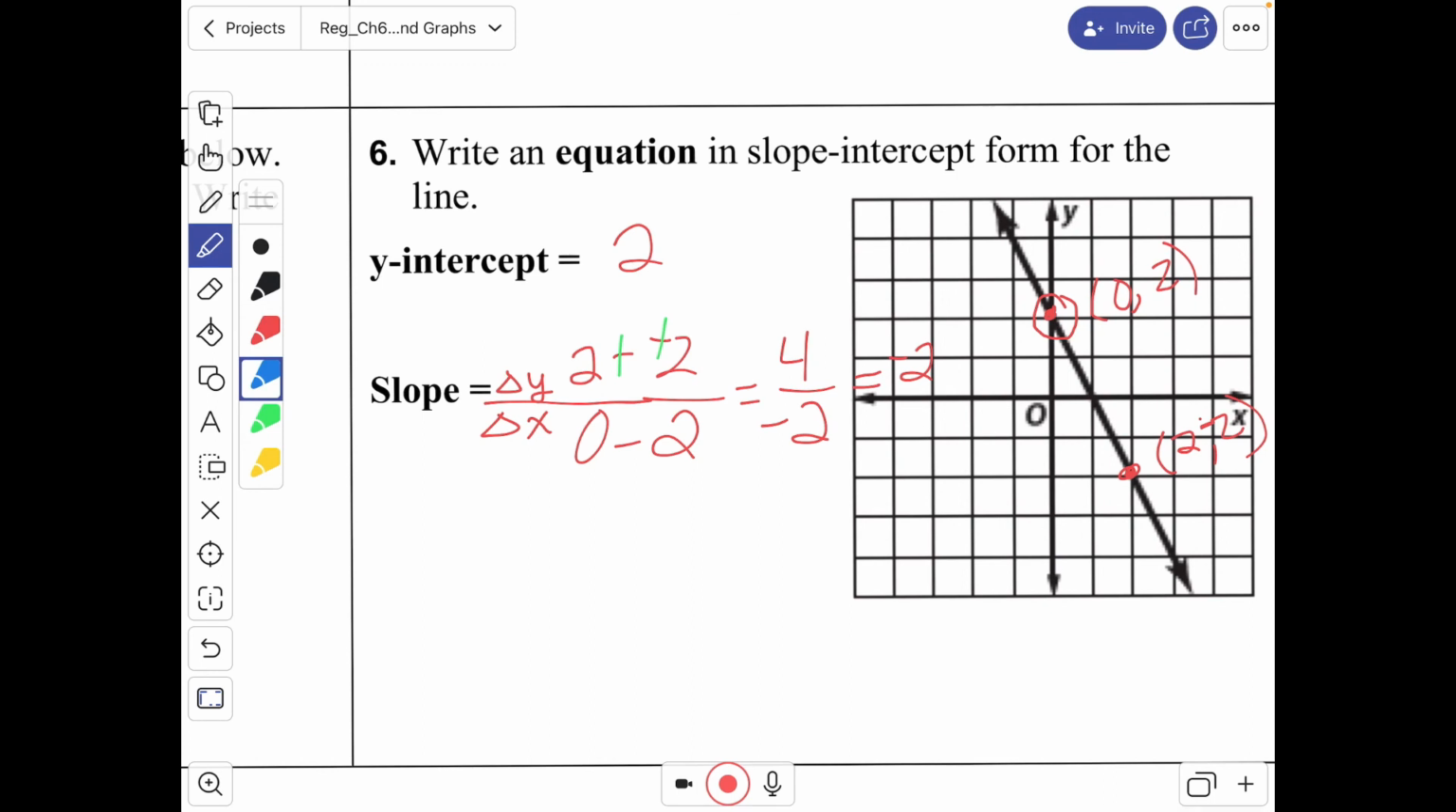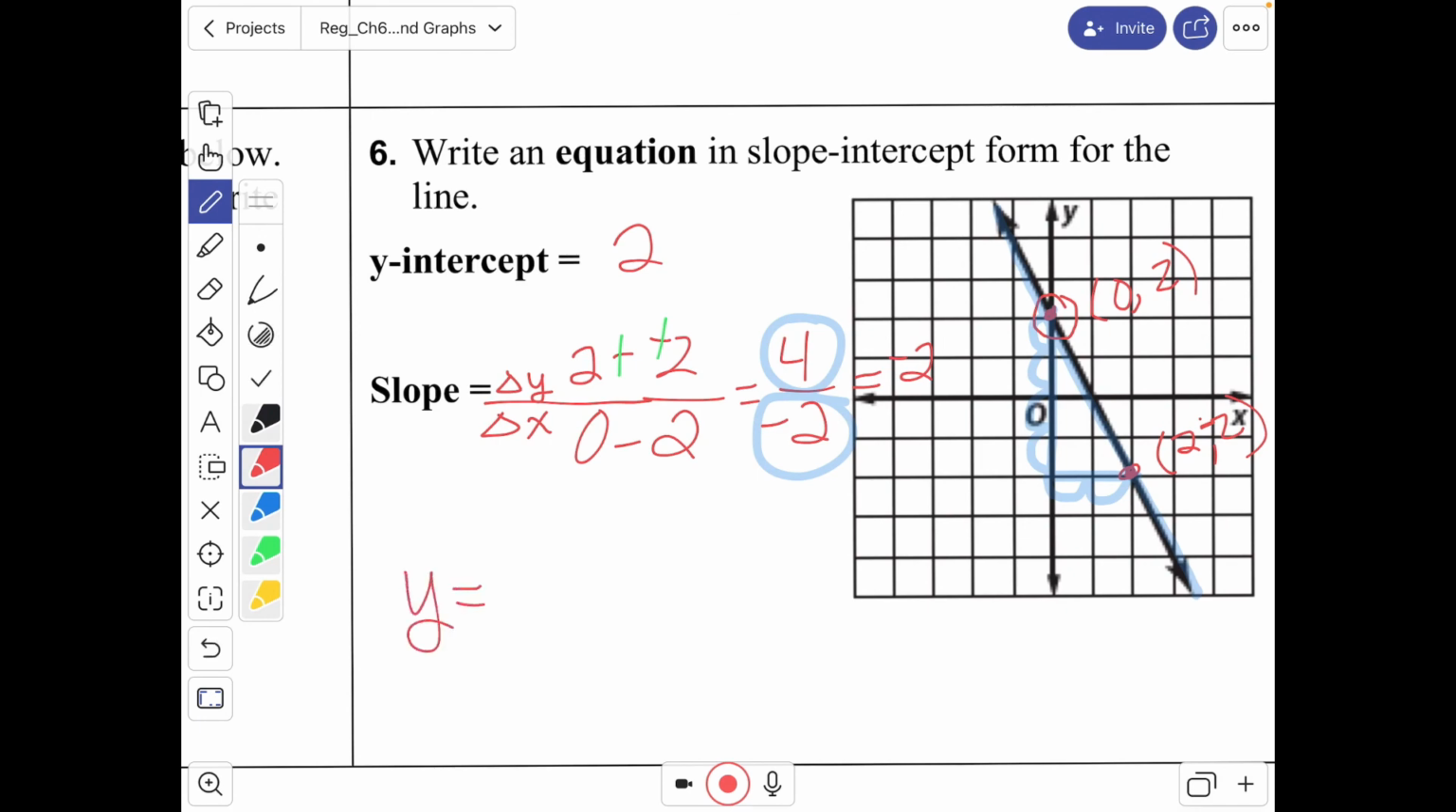I do want to show you again that you can just count. Make a right triangle and count. So there's 1, 2, 3, 4. That's where I got the top number. 1, 2. That's where I got the bottom number. And it's negative because the line is going down. Okay, then we want to plug in that information into our equation. Y equals, and the slope goes first, negative 2 times x plus the y-intercept, which is 2.